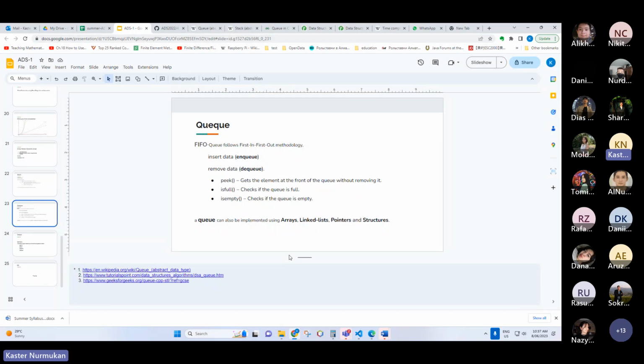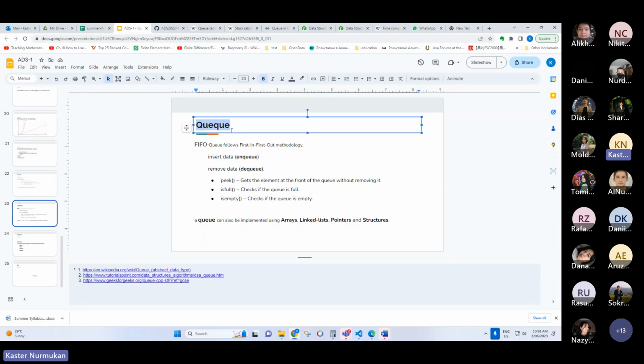So it means they have two entry points. First, you can enter from one side and output from the other side. So it is a very important example. Usually we will use a queue for some kind of ordering operation. For example, if somebody comes first, they are served first, then it should be fine.